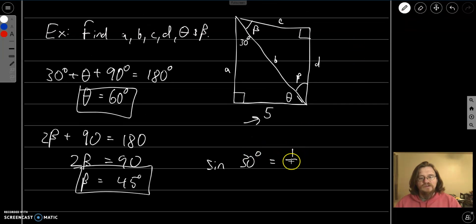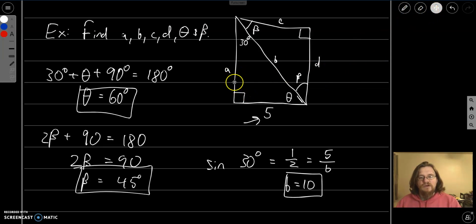Sine of a 30-degree angle is 1/2. But the sine of the 30-degree angle in this triangle is going to be 5, which is the opposite, divided by B. Again, 5 is opposite the 30-degree angle, B is the hypotenuse, and opposite over hypotenuse, that is the sine of the angle. So 1/2 is 5 divided by B. We can cross multiply to get B is 10. Cool. So this side length is going to be 10.